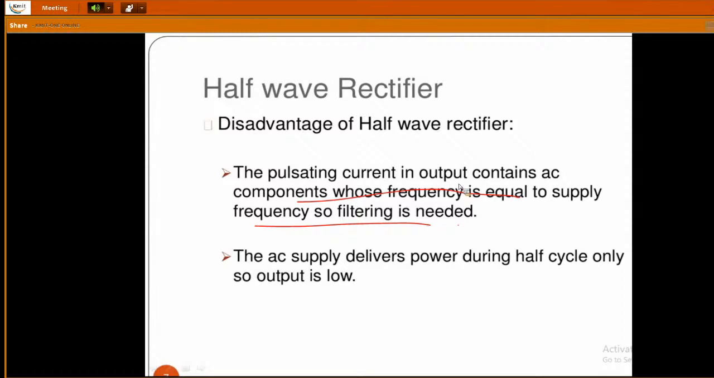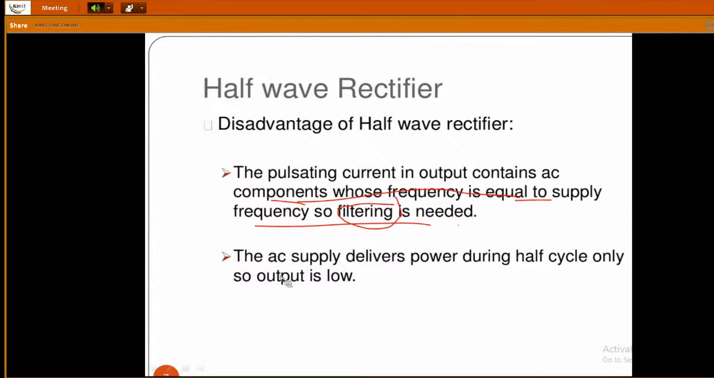Now this is one drawback of half wave rectifier. What is the drawback? The pulsating current in the output, which contains the AC components, AC ripples, whose frequency is equal to the supply frequency. So filtering is needed. Filtering is compulsory to obtain the pure DC signal.